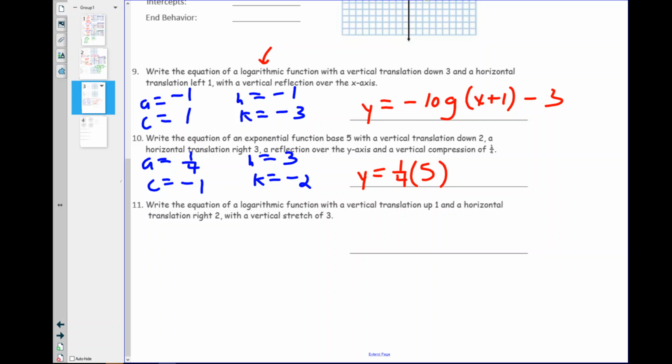Now this becomes a little bit tricky. You see how C is not 1? So I have to write a parentheses on the exponent also. So I'm gonna have to write the negative, then the parentheses, and then on the inside x - 3, change the sign of H, and then out here -2.